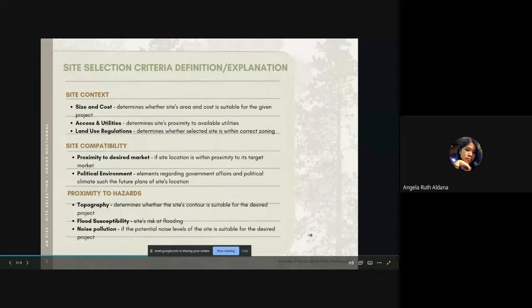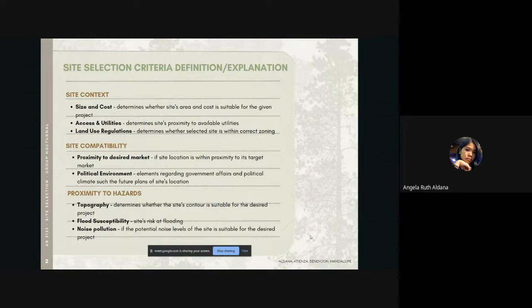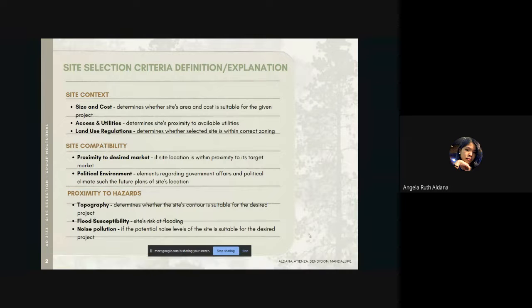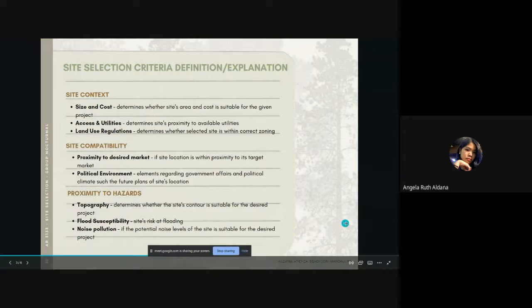So for the site selection criteria definition, we are going to base it on the site context, site compatibility, and the proximity to hazards. Under site context, that would be the size and cost, the access and utilities, the land use regulations. Under compatibility would be the proximity to desired market, the political environment, and for the hazards, that would be the topography, the flood susceptibility, and the noise pollution.